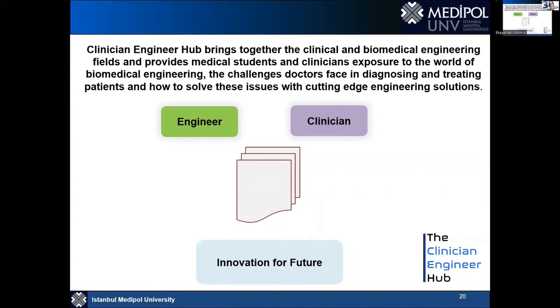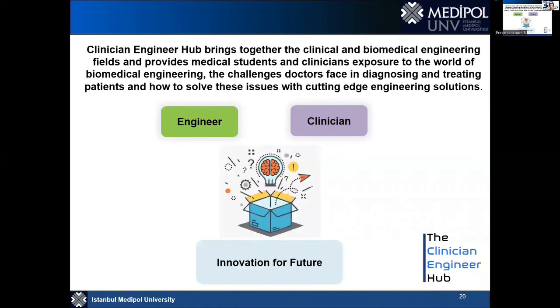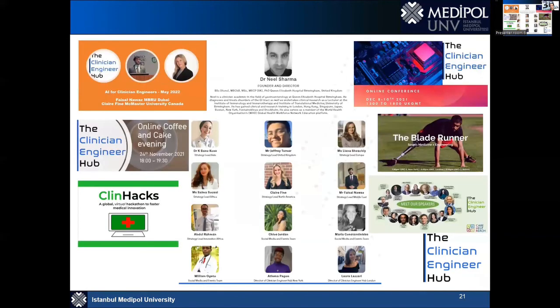That's why there are some people thinking the same thing as me. I met the Clinician Engineer Hub 2 years ago, and now I am the research lead in Asia of the Clinician Engineer Hub. The main plan was bringing together clinicians, healthcare professionals, and engineers to think out of the box, thinking differently from traditional methods. Dr. Neil Sharma created this, and we have many events, I think one event each month. For example, Clinical Hacks was for medical students to teach coding, and it was also an exhibition for new applications for medical purposes. There were some other events too. These are the core team of the Clinician Engineer Hub.